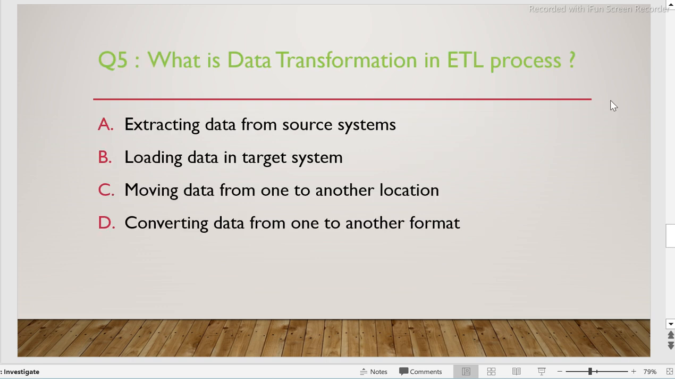Now let's look at the fifth question. What is the data transformation in the ETL process? We are talking about data transformation, and ETL is extraction, transformation, and loading, three processes. Let's look at the options. A is extracting data from the source systems, B is loading data into the target system, C is moving data from one location to another, and option D is converting data from one format to another. You already know the extraction, transformation, and loading, so what exactly does transformation mean? You can pause the video and guess it.